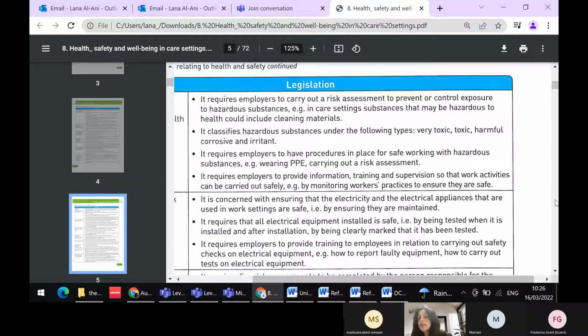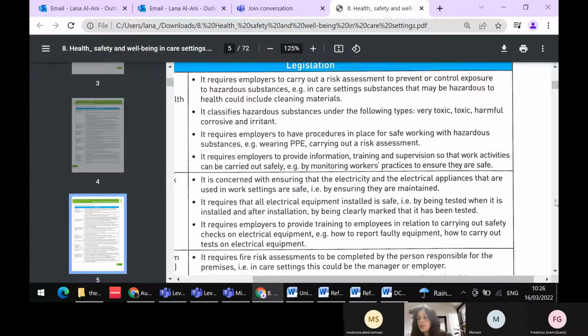And it classifies the hazard and its type, like very toxic, harmful. So all these different divisions for the same hazard should be done as well. Is it too harmful? Is it very toxic? We need to mention that about any risk when we do our risk assessment.